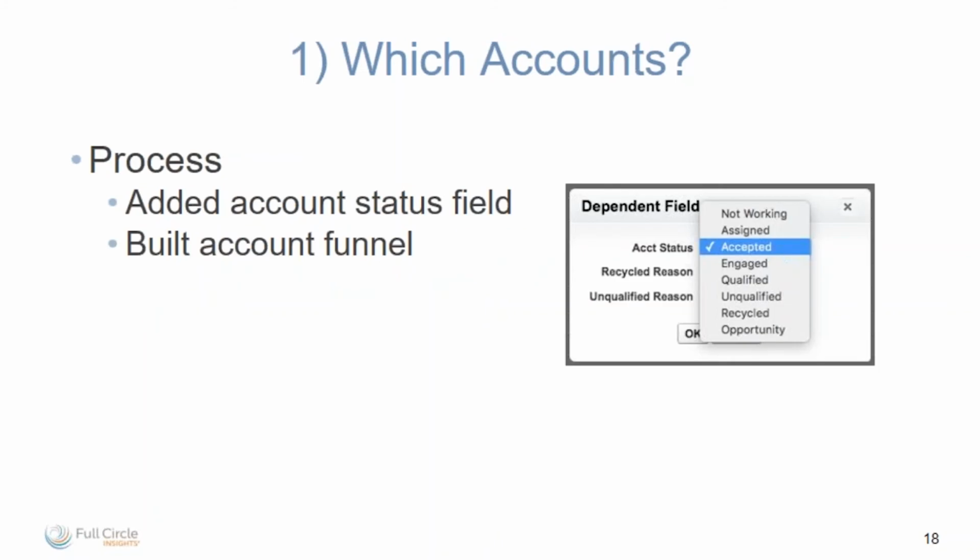Next, we decided to create a funnel to measure the progression of individual accounts through the sales process. These changes to Salesforce included the addition of an account status field that you can see here on the screen, as well as a set of fields that date stamped an account as it moved through the funnel. These were subsequently populated via a set of workflows in Salesforce as the account status progressed.